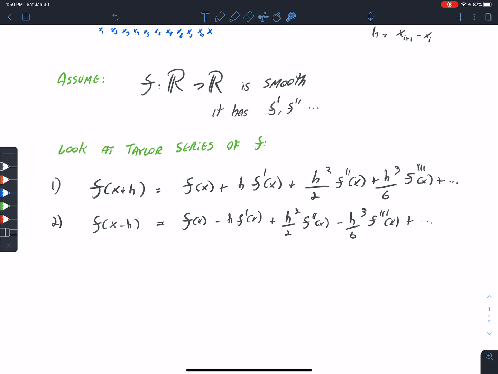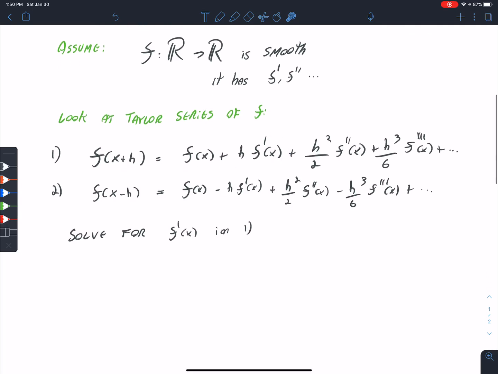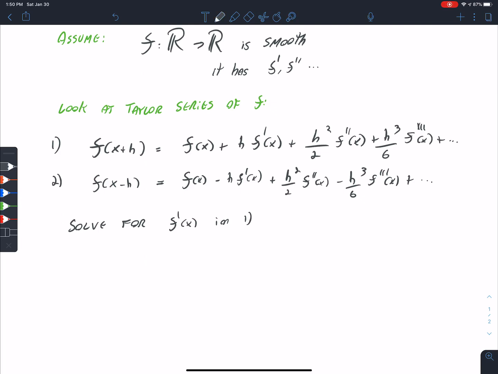So let's take the forward formula as our example, and let's solve for f prime of x in our formula 1. What does this mean? We have f prime on the right-hand side here in the middle of all these things. We're going to try to manipulate this equation so that f prime appears on the left-hand side by itself, right?